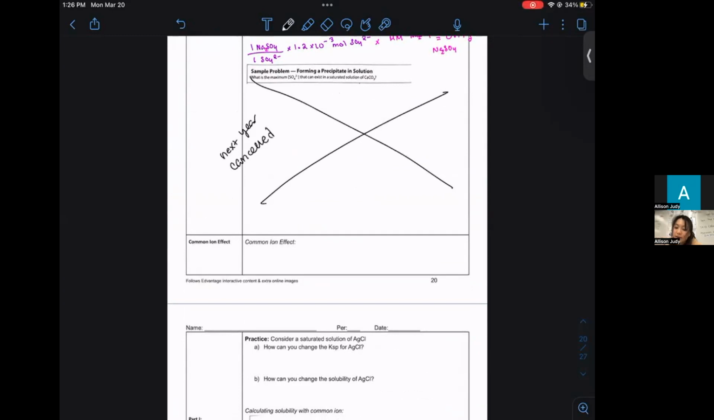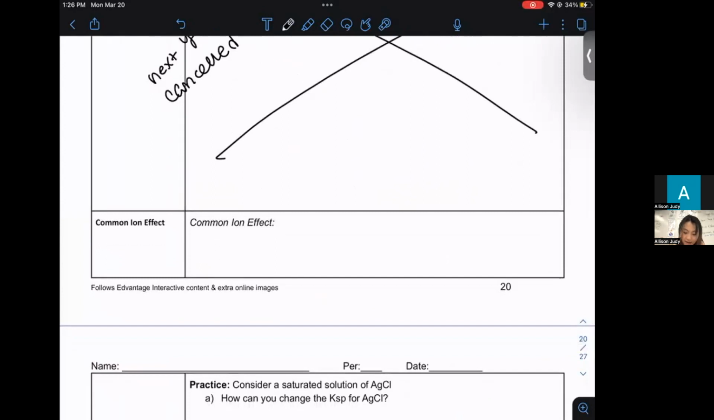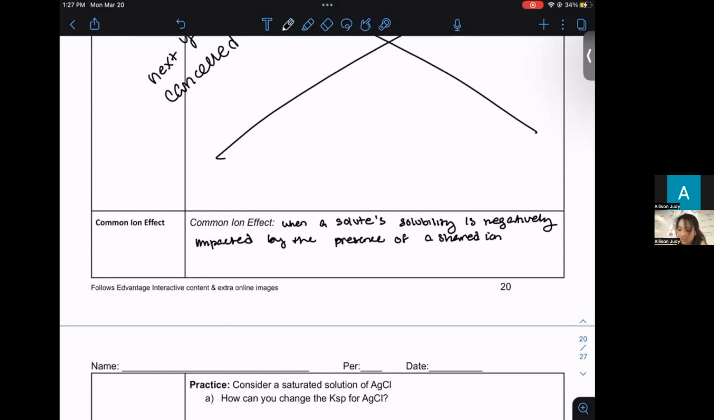Common ion effect is when, in particular with dissociation, so we're still under KSP scenarios, a solute's solubility is negatively impacted by the presence of a shared ion in solution, i.e. the solvent shares an ion.